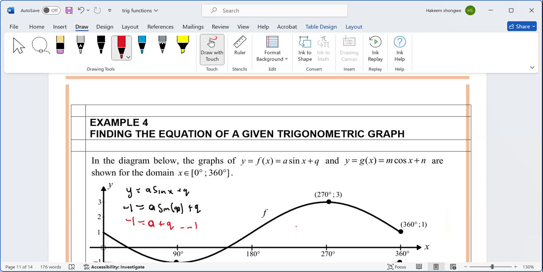Q. So I'm going to use the other point. What is the other point that I have? I have 270 is to 3. So I'm going to tell them what I have: 3, which is going to be equal to A, the sine of 270 plus Q. Now, if you say the sine of 270, I think you get minus 1. So you're going to tell them which you have 3 is going to be equal to minus A plus Q. So now this one is equation number what? Number 2.